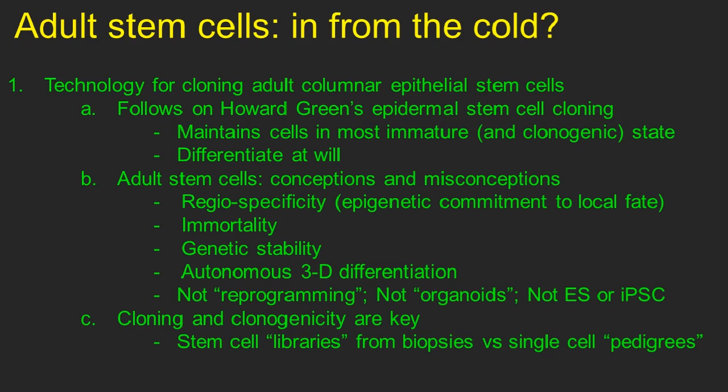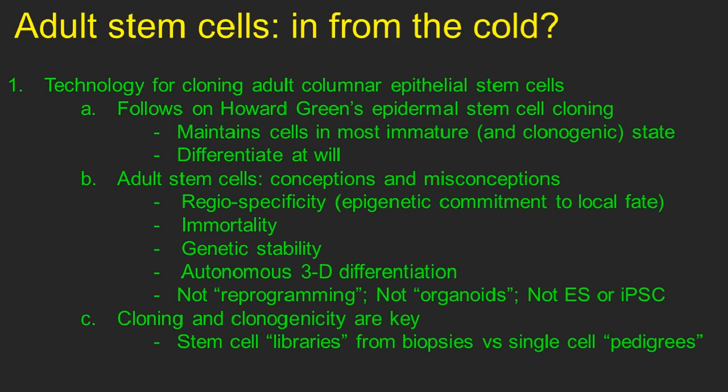The other notion that we're finding is that these are remarkably stable at the genetic level, both at single nucleotide variation and copy number variation. So we'll cover some of that. The thing that we've been very thrilled about is that they show 3D differentiation that largely recapitulates what's seen in situ.